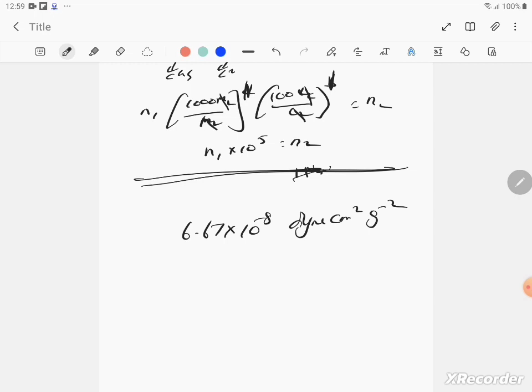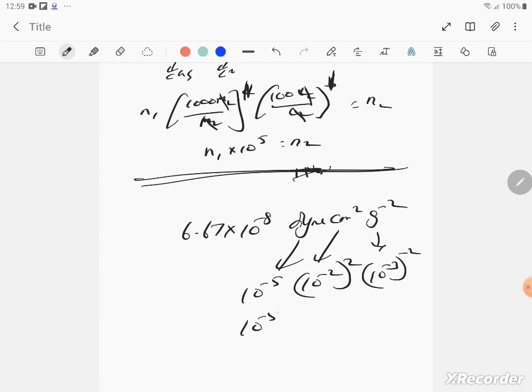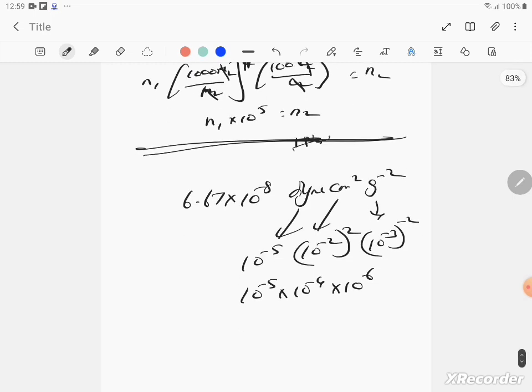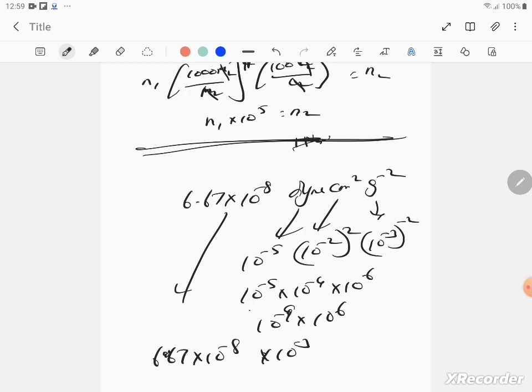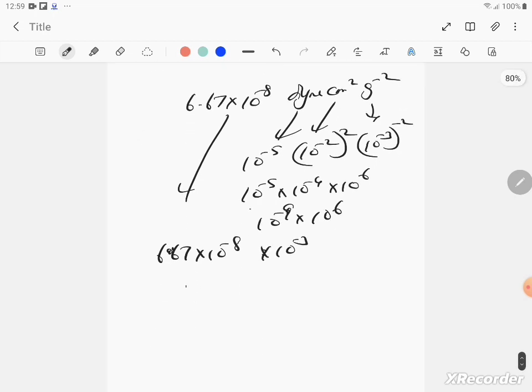I don't need N1 U1 is equal to N2. 1 dyne is 10 to the power minus 5 Newton. Centimeters: 10 to the power minus 2 meter, whole to the power 2. Gram to kg is 10 to the power minus 3, the whole to the power minus 2. So it will be 10 to the power minus 5 into 10 to the power minus 4 into 10 to the power 6. And this will be 10 to the power minus 9 into 10 to the power 6. This will be 10 to the power minus 3. Bring this in: 6.67 into 10 to the power minus 8. That's your N1 or whatever. So then therefore it's 6.67 into 10 to the power minus 11.